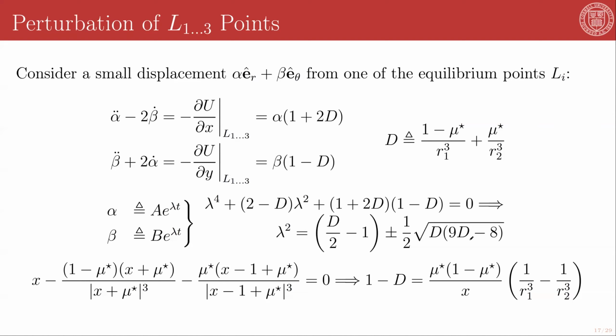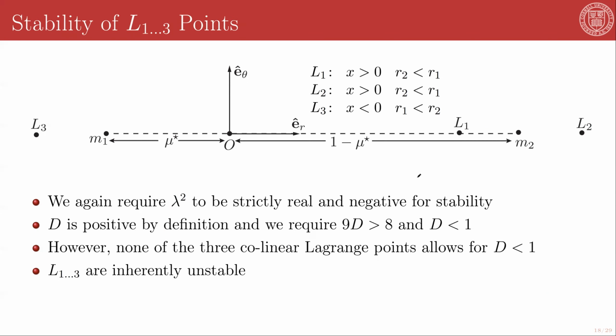And this is where the issue arises. If we look at the third order polynomial governing the locations of these on-axis Lagrange points, we find that not any of them can have that pair of conditions. None of the three L1, L2, L3 points can have a d that simultaneously satisfies the conditions of 9d greater than 8 and d less than 1. And so in the linear analysis, L1 through L3 are inherently unstable.